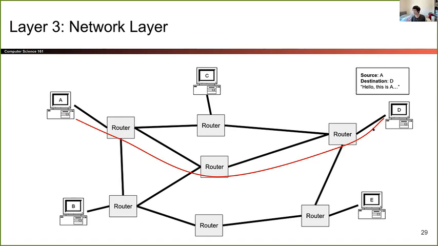So again, this is a different abstraction from before, because in the previous model, layer 2, A can just directly send a message to D, but that's inefficient. So now we've built a system where we can forward messages from one place to another.